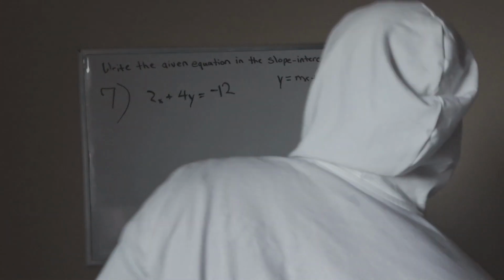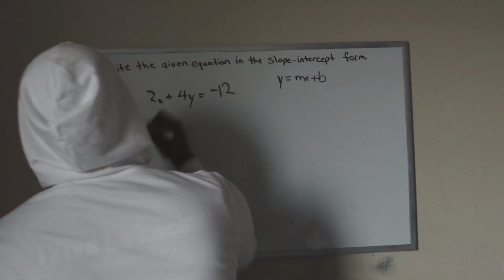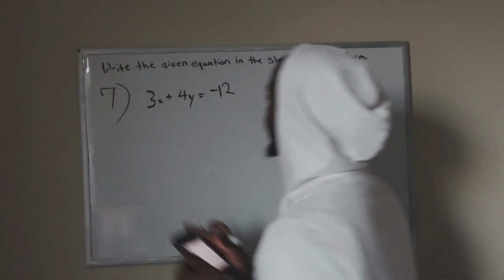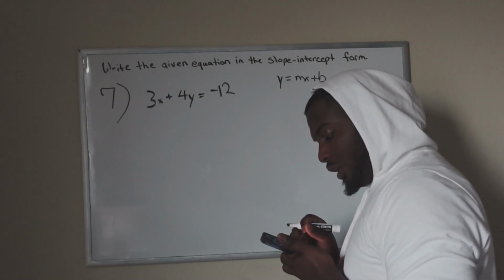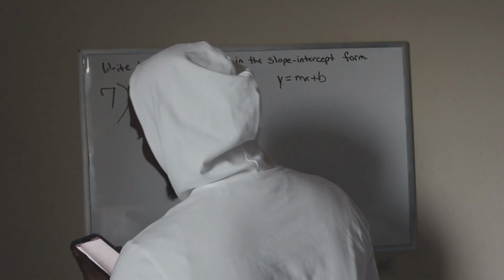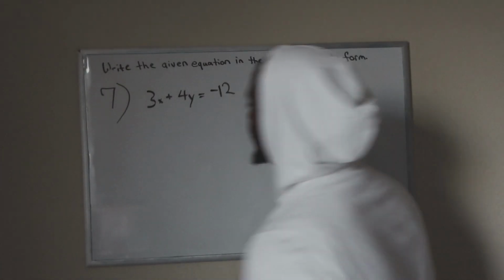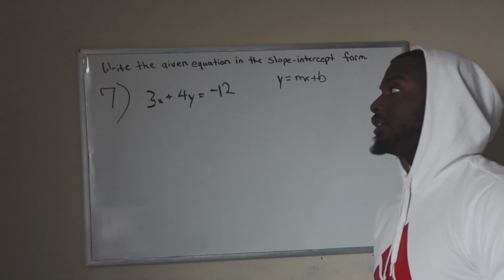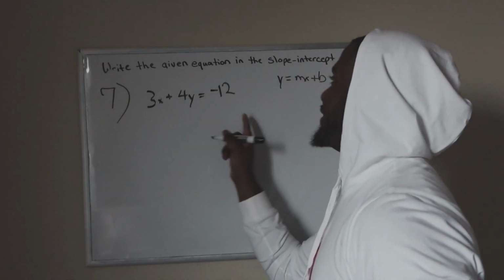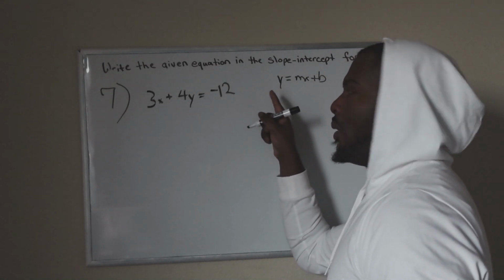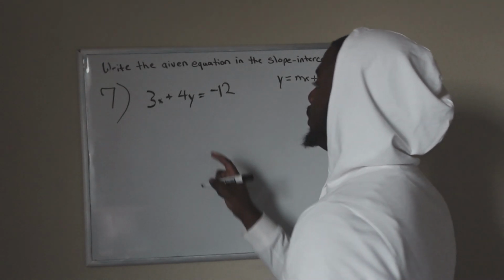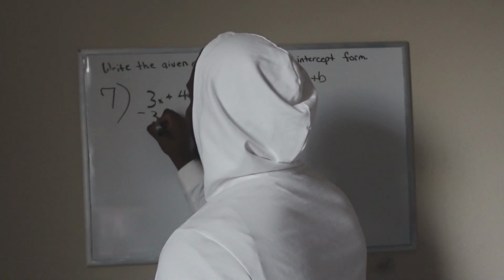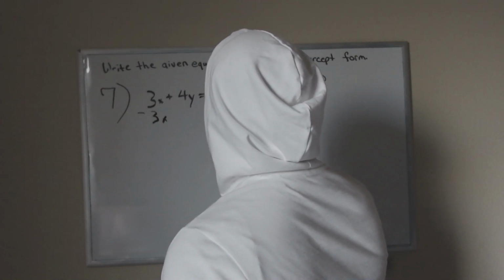All right, this one is a bit harder. So I think this is number 7. Number 7 says find the slope-intercept form, and you've got 3x plus 4y equals negative 12. Similar to what we just did, we need to get y by itself first. Notice how y is on the left side of the equation by itself right here. So that's what we're going to do. To do that, we first subtract that 3x from both sides.